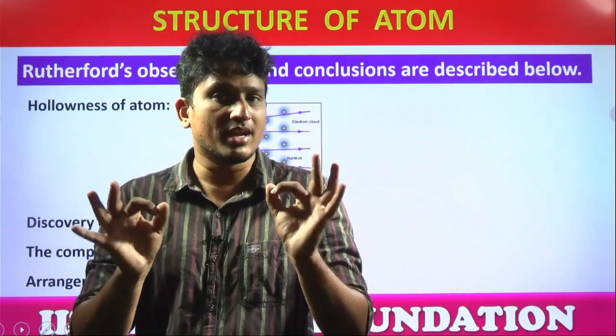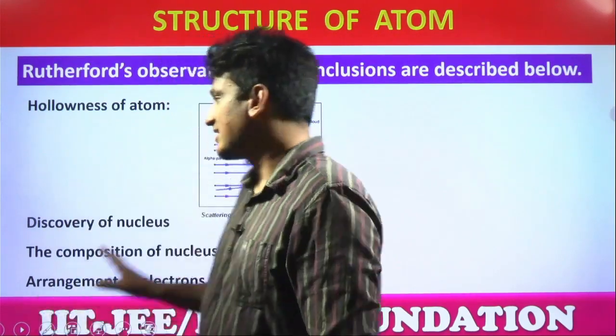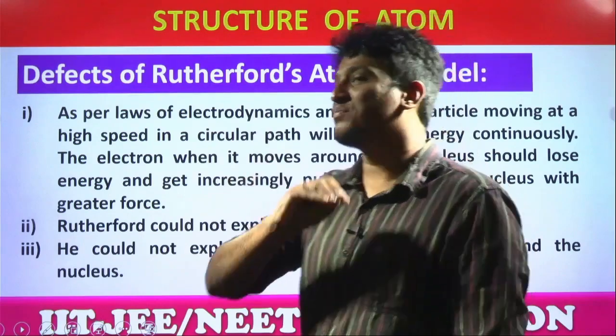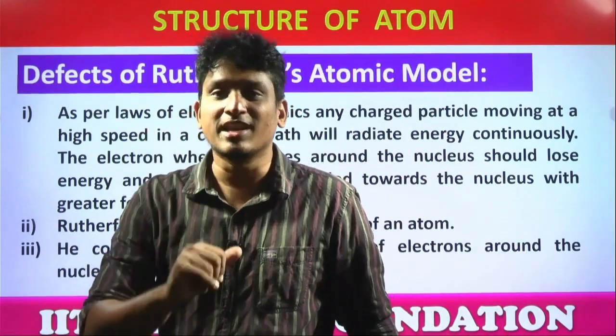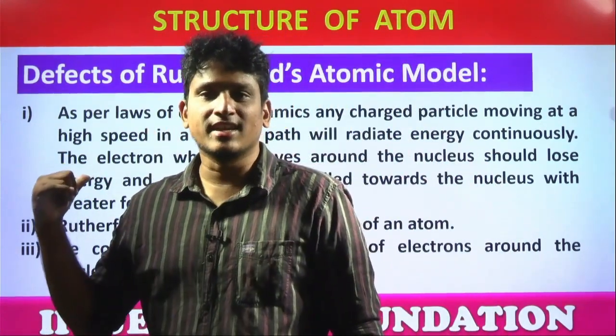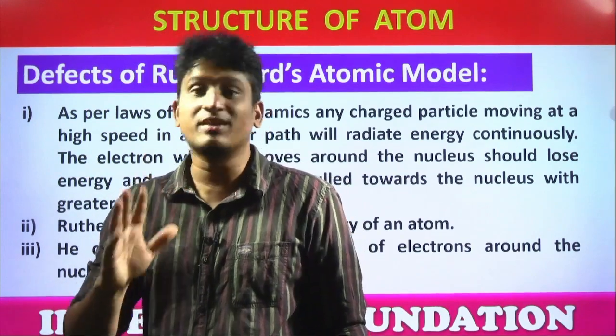Is this model of atom correct or incorrect? That we'll discuss in the coming slide. The nucleus is completely correct, right? But what about electrons? Is the alpha ray scattering experiment anything to do with electrons? No. But why did he give it?